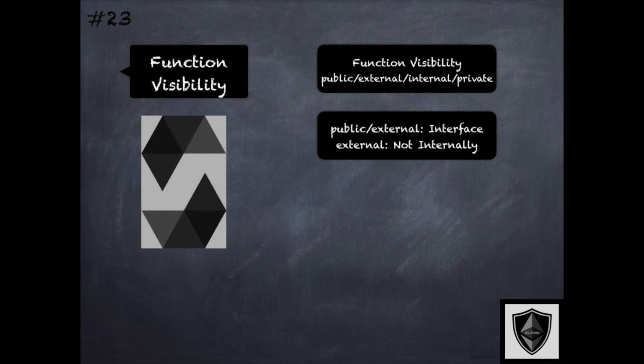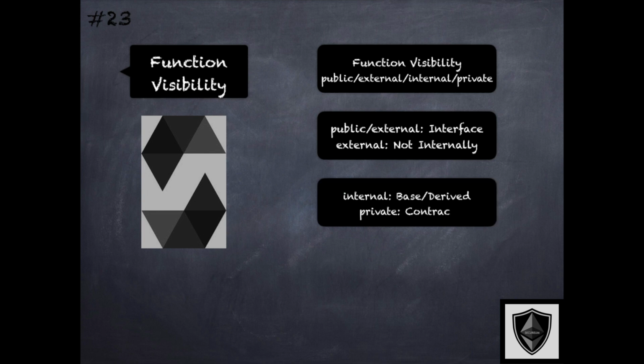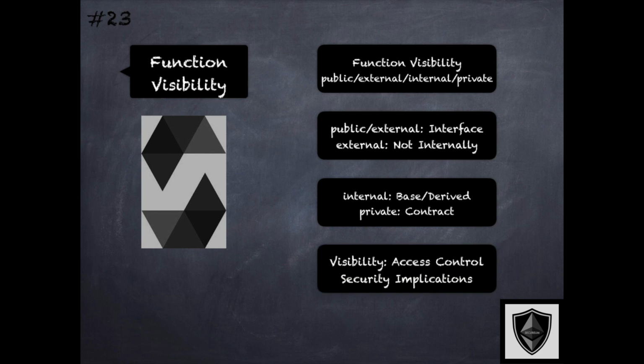External functions are also part of the contract interface, which means they can be called from other contracts and via transactions, but they cannot be called internally. Internal functions, on the other hand, can only be accessed internally from within the current contract or contracts deriving from it. Private functions, on the other hand, can be accessed only from within the contract where they are defined and not even from the derived contracts.